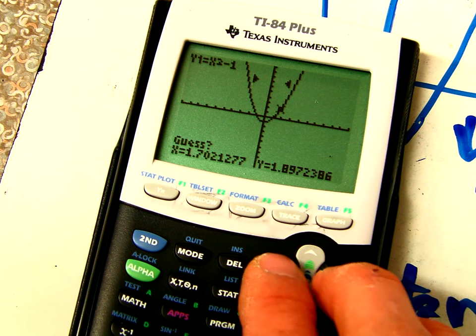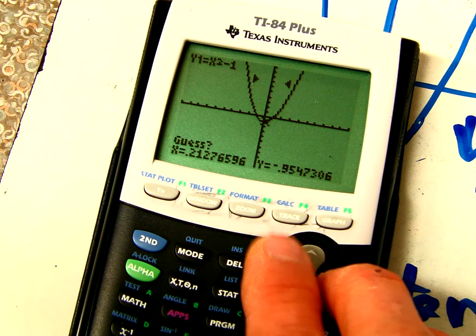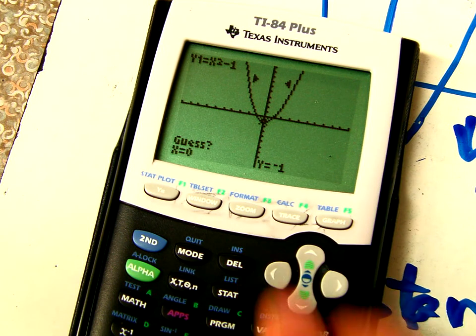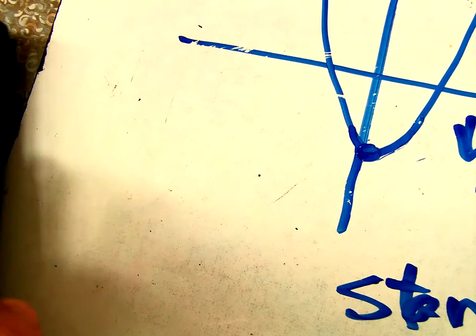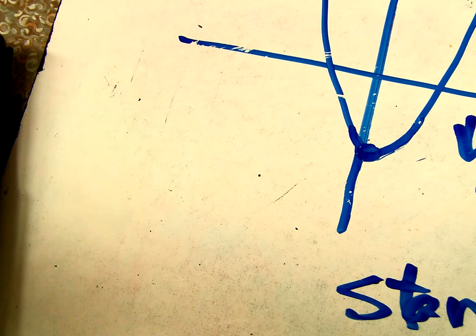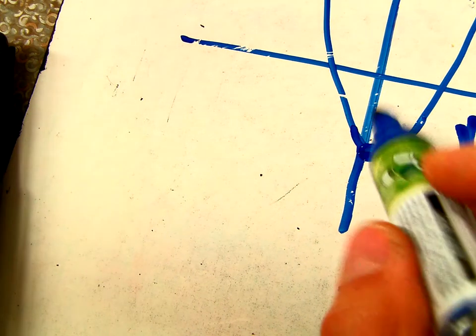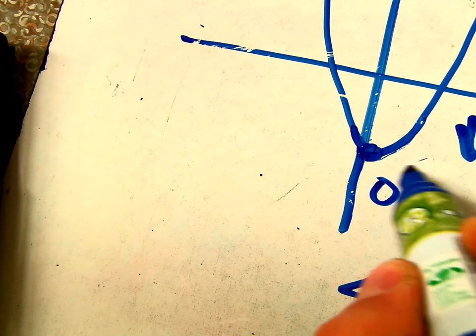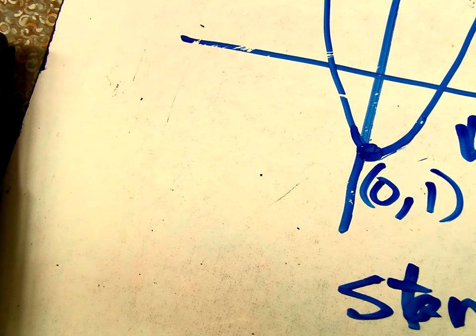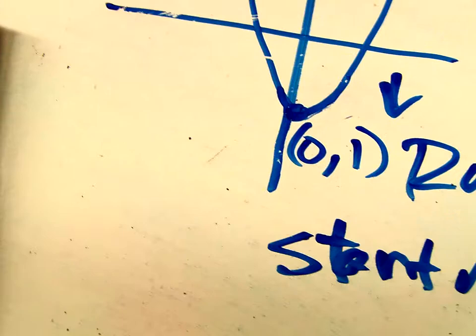And it wants me to approximate where I think the minimum is. So the guess I put is right around there. And hit enter. And it will give you an x value and a y value for the minimum. So the minimum in this case is this point, and the x value is 0 and the y value is -1. Okay, so that is the minimum.